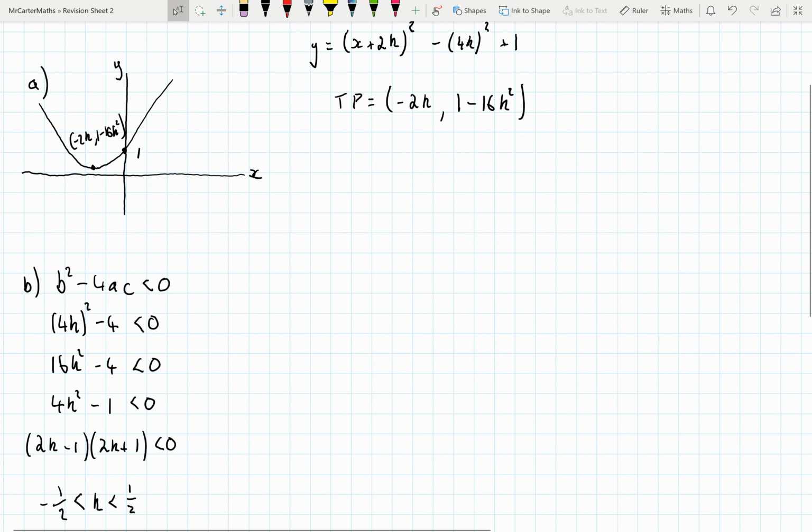So the discriminant has told us k has to be between minus a half and a half. However, we know that k is greater than 0, which leads us to 0 is less than k, which is less than 1/2. I imagine it's quite a common mistake on these kind of questions that people would forget the 0 there and leave minus 1/2. Be careful.